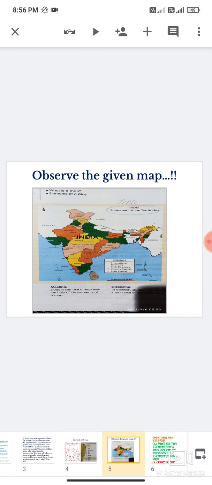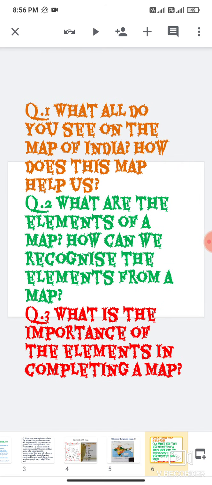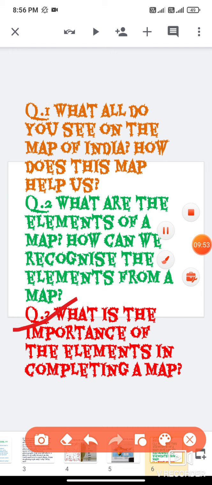Last question, question number 3: what is the importance of the elements in completing a map? What is the importance of the elements in completing a map?